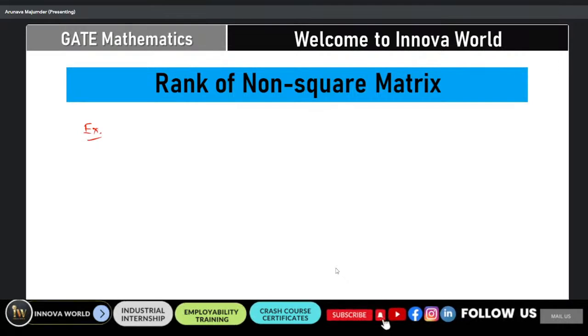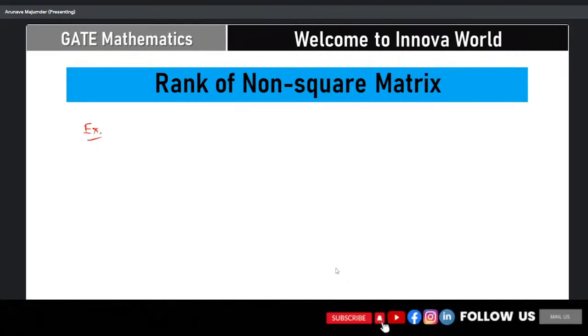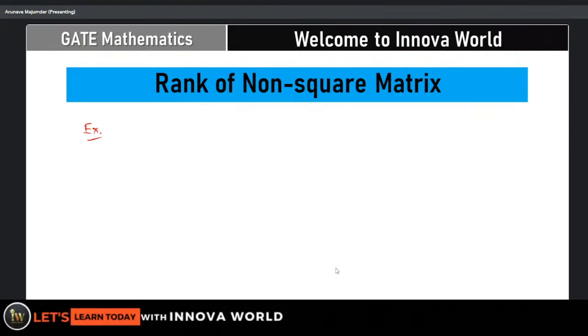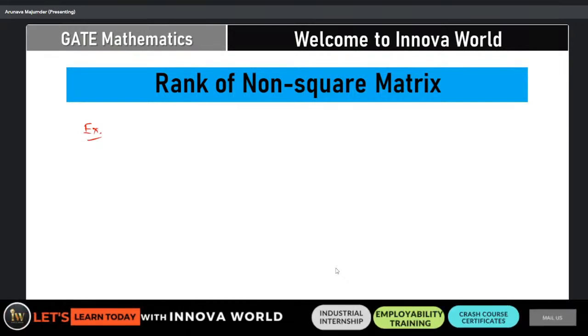But let me first start with the non-square matrix rank. Then I will give more numericals for square matrix and non-square matrix also. Okay, let's start with the non-square matrix now.